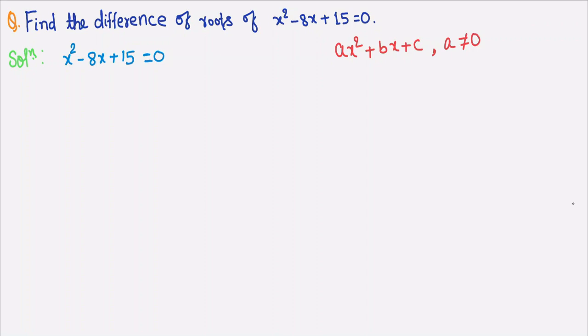So here we are given x square minus 8x plus 15 is equal to 0, a quadratic equation. Also you know the standard form of a quadratic equation is ax square plus bx plus c, where a not equal to 0. So let's have a look at its solution. Here I have written the same quadratic equation. First we will try to find what is a here, what is b here, and what is c here.